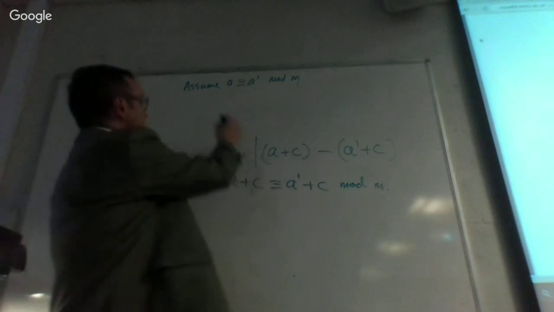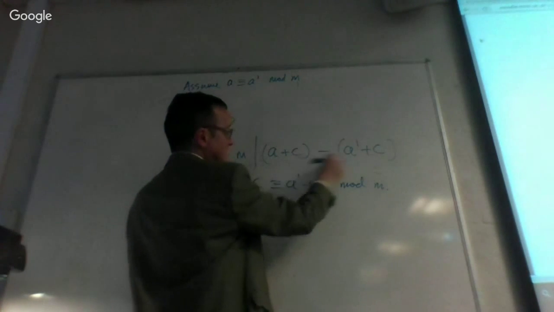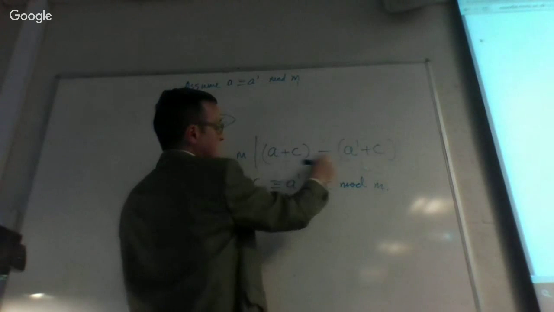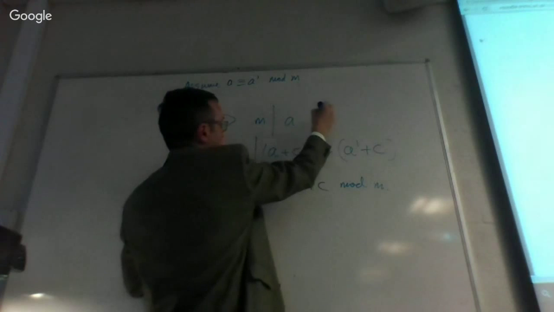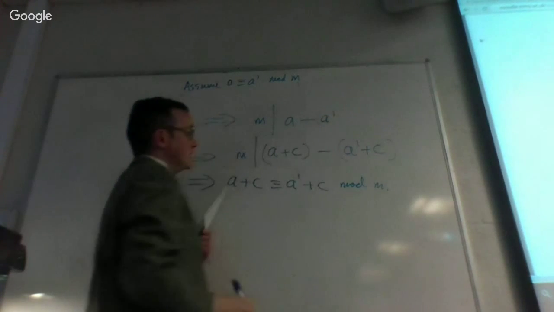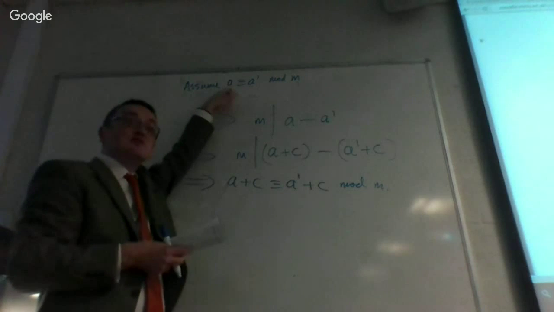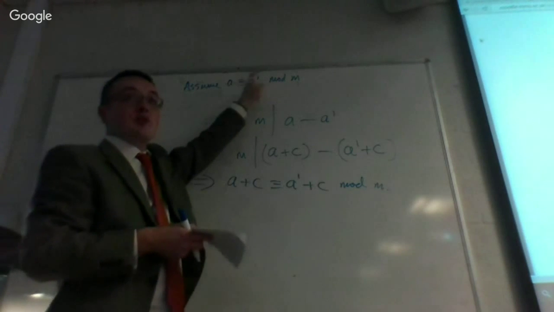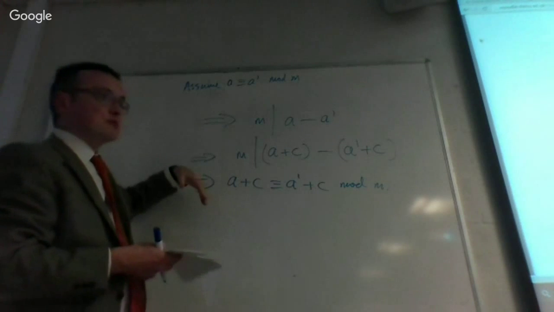But you see here, when you've got these two things, the c and the minus c cancel. So this is the same as saying n divides a minus a prime, which is exactly what you get when you interpret the assumption. We're assuming a and a prime are congruent. So I work backwards, but now we read it forwards as the proof.